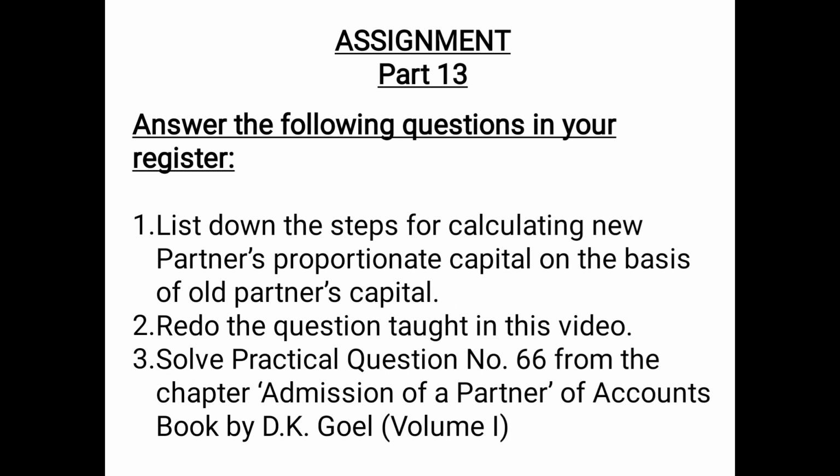And then question number 2, you have to redo the question taught in this video. That means you have to redo practical question number 65 from your book. And question number 3, you have to solve practical question number 66 from the chapter Admission of a Partner of Accounts book by D.K. Goel, volume 1.